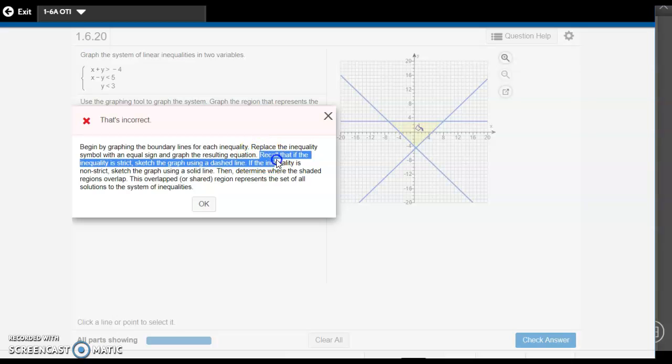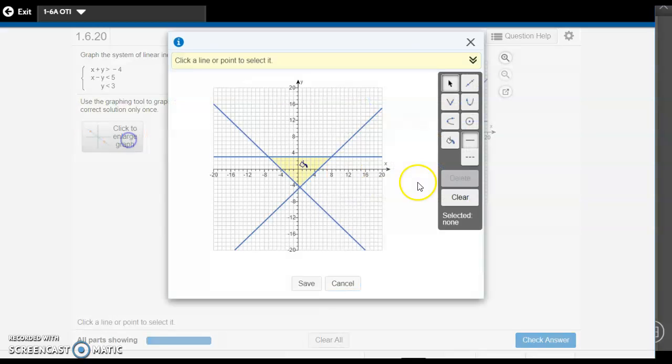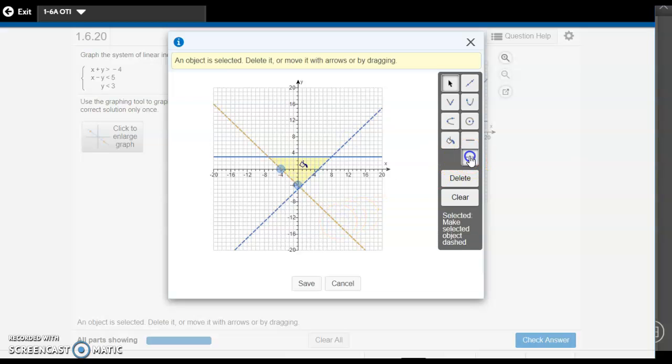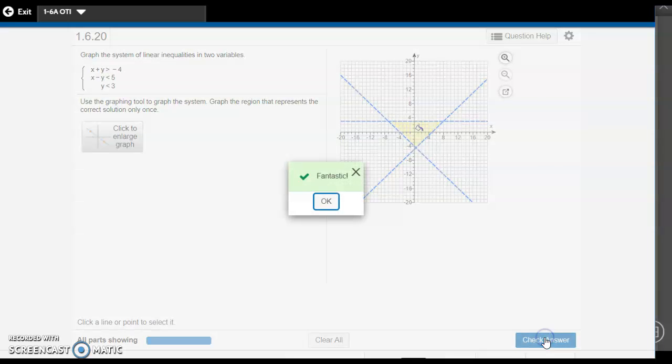Then it says, recall that if the inequality is strict, use a dashed line. Now, that's what these are. These are strictly greater than or strictly less than. I didn't use dashed lines, so that's my error. So I go back, click, switch them to dashed, because every one of them should be. I save, I check my answer.